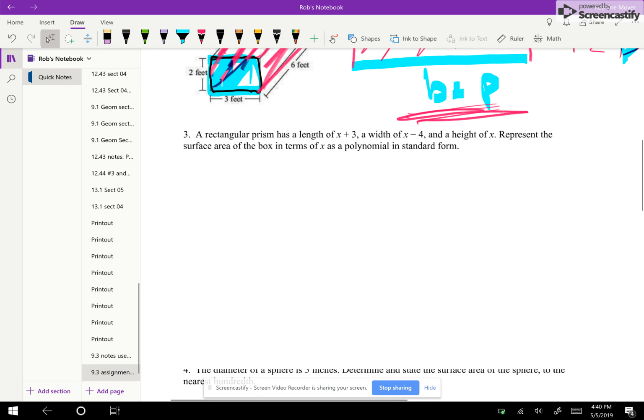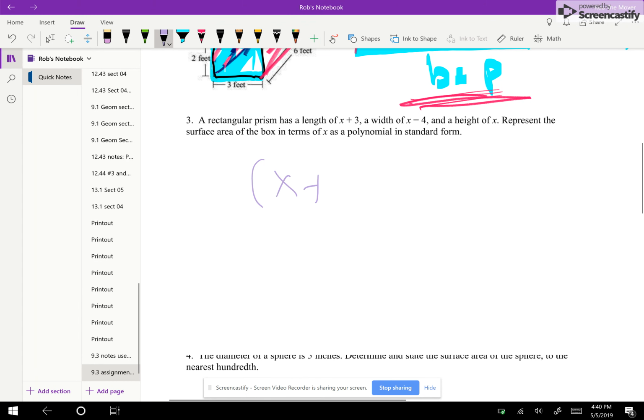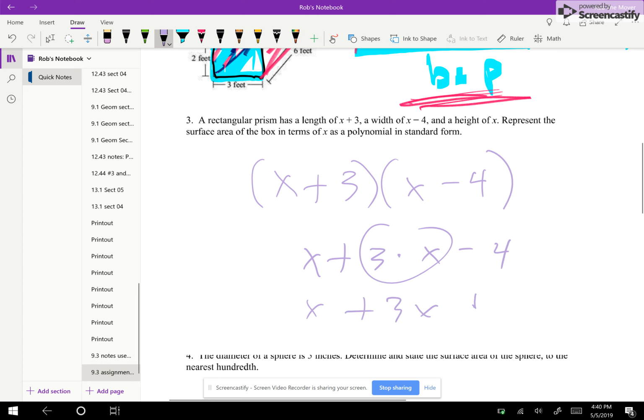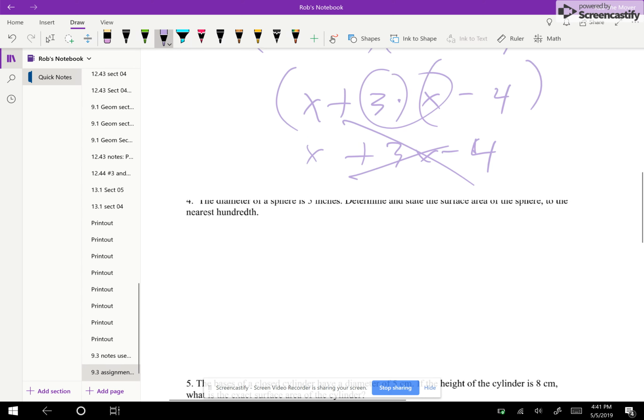Number 3 is a little bit of a challenge. I saw some of you struggling on that a little bit. Just make sure when you're using those dimensions and multiplying them together, x plus 3, I'm not saying this is the answer, but if you're multiplying x plus 3 times x minus 4, it looks something like this, right? So I saw some people just writing it out like this times this, and then they're multiplying 3 times x, and they got x plus 3x minus 4. That doesn't make any sense because you've got to multiply the whole thing together, right? So I help you a little bit there.